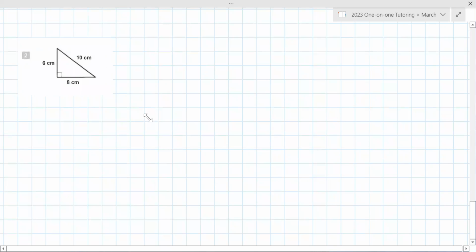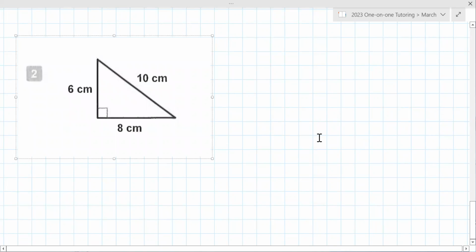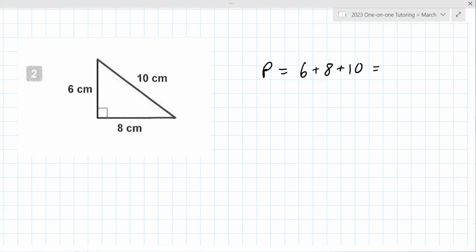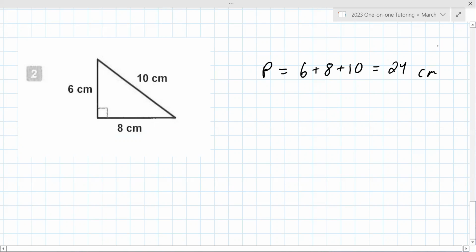Okay, perimeter. Perimeter is going all the way around. Would you add them all up? Yep. And then you make sure your answer has units of centimeters in it. So then you'd add them up. So 6 plus 8 plus 10, 8 plus 10 is 18, plus 6 is 24. 24 centimeters. Very good.